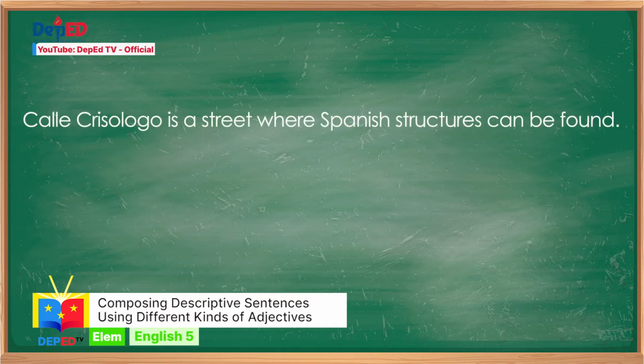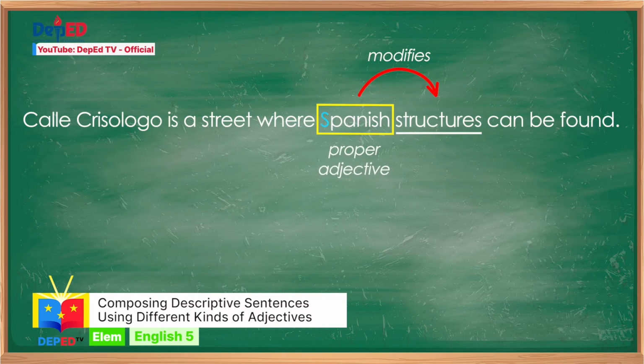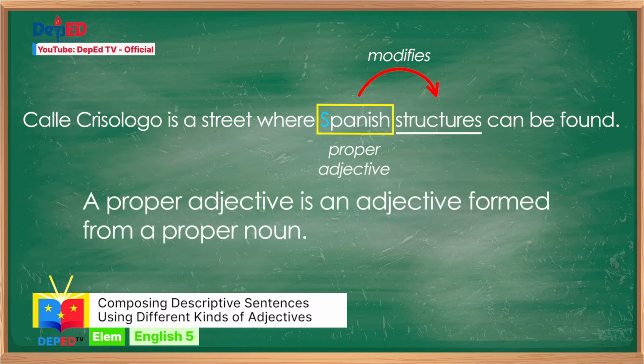For example, Calle Crisologo is a street where Spanish structures can be found. What kind of structures can be found on Calle Crisologo? That is right, Spanish. Spanish modifies the noun structures. Do you notice that Spanish is written with a capital letter? It is because it is a proper adjective. A proper adjective is an adjective formed from a proper noun.